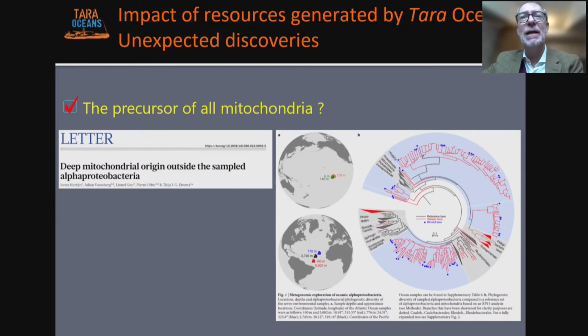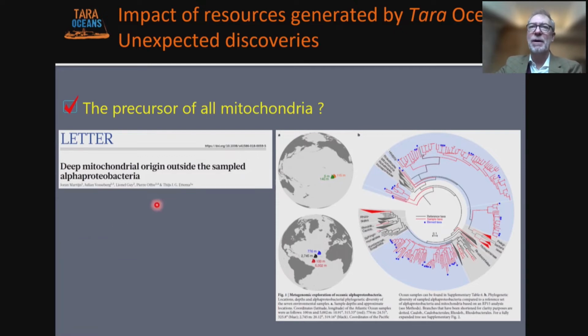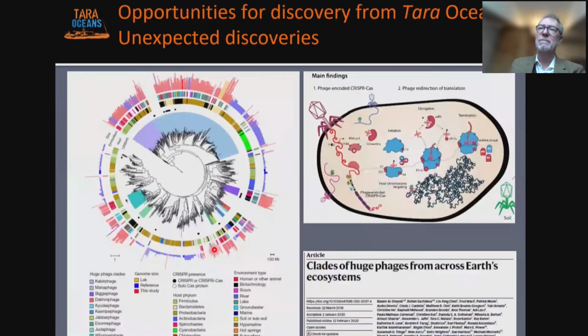In studies from Thijs Ettema's group in Sweden, he found some new kinds of prokaryotes which are potentially closer to the origins of mitochondria than any of the alpha proteobacteria that had been discovered before. So these were organisms that he found in the middle of the Pacific Ocean, in the middle of the Atlantic Ocean, in some of our samples. And this gives you an idea of the incredible discoveries that can be found by exploring our data.